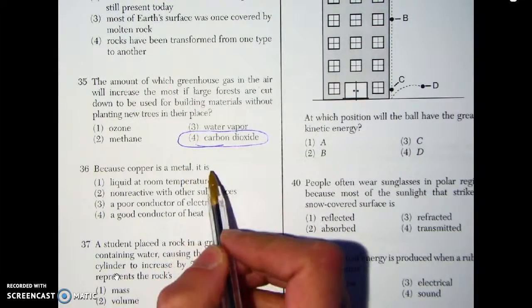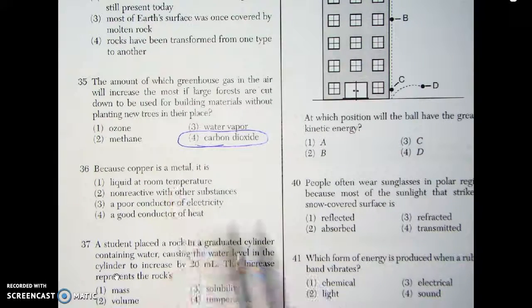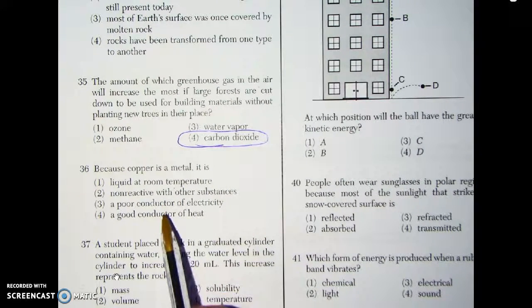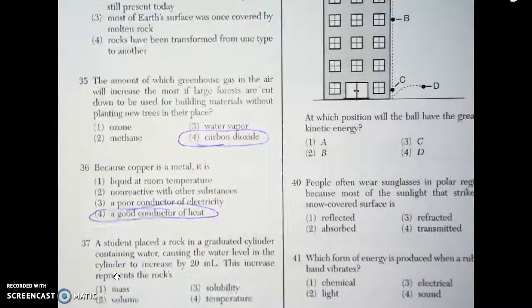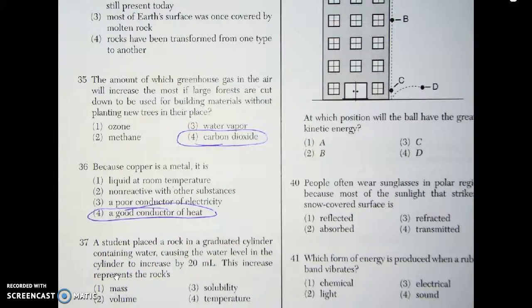Because copper is a metal, well, it's not liquid at room temperature, it's a good conductor of heat. The best frying pans and cooking pots and pans are made out of copper. They're very expensive.